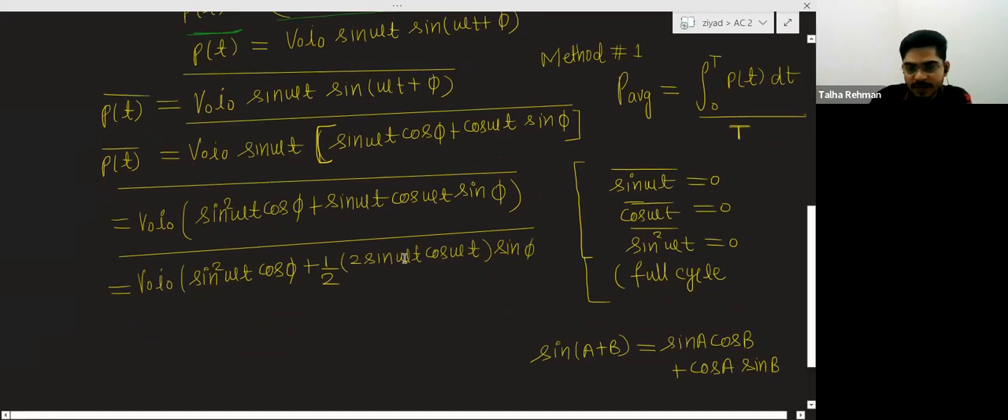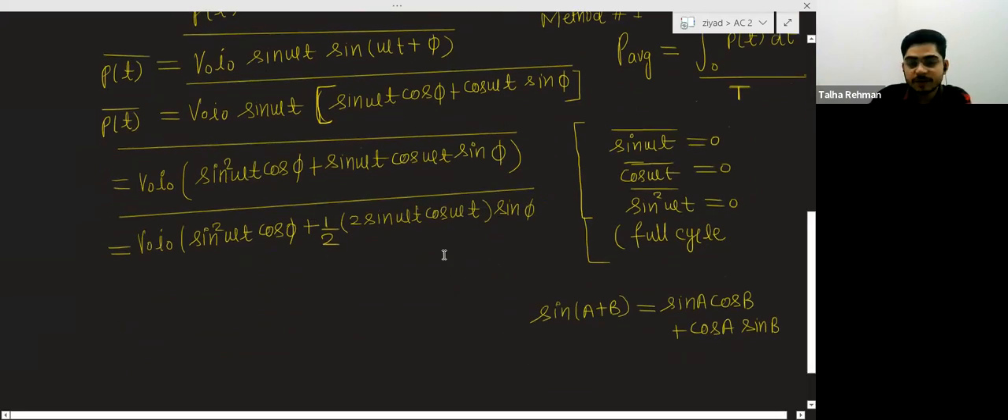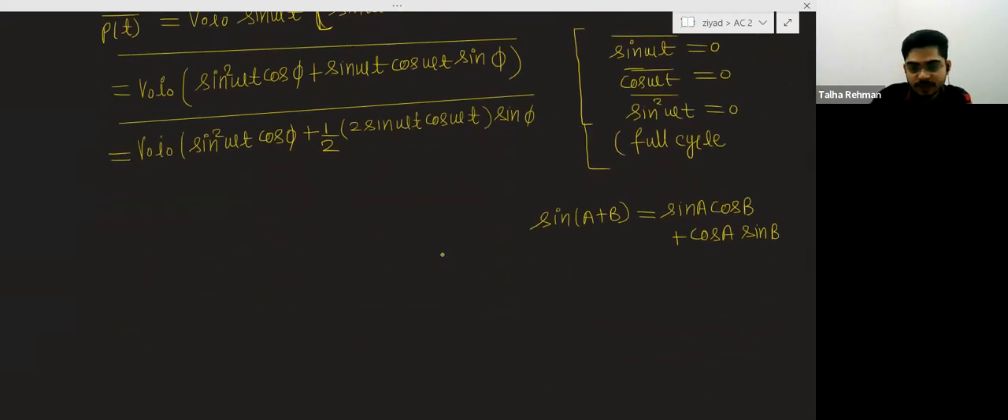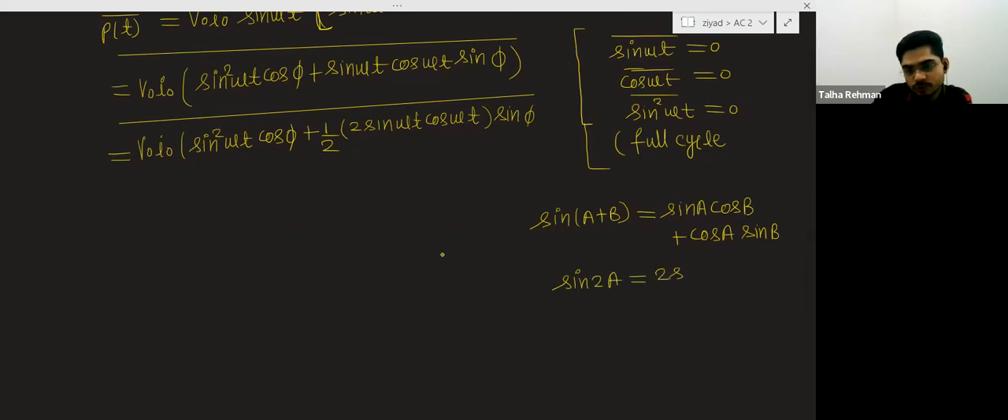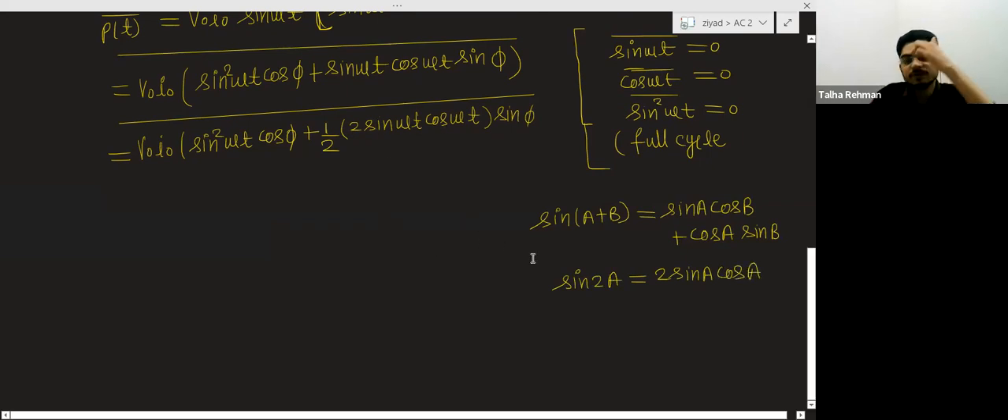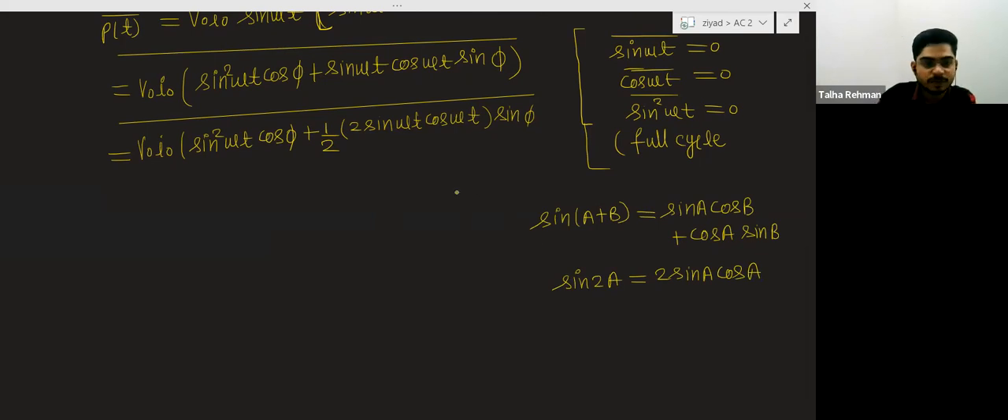Now 2 sine omega t cos omega t will become sine 2 omega t. This formula you should know: sine 2a is equal to 2 sine a cos a. So 2 sine omega t cos omega t will become sine 2 omega t. So this will become V naught I naught.